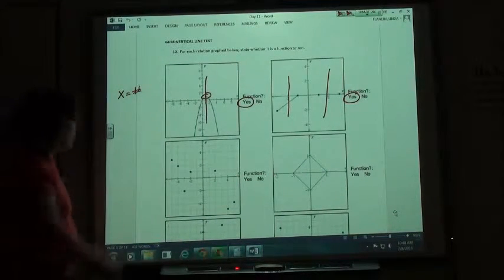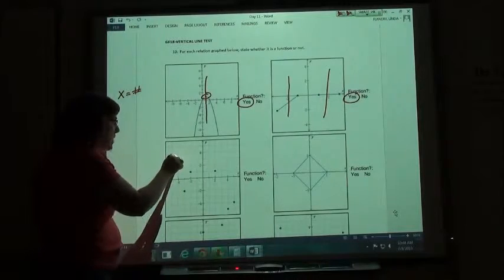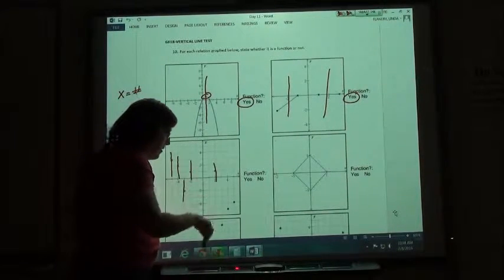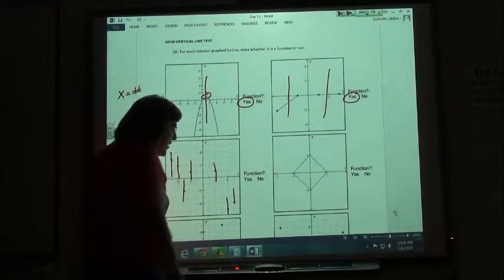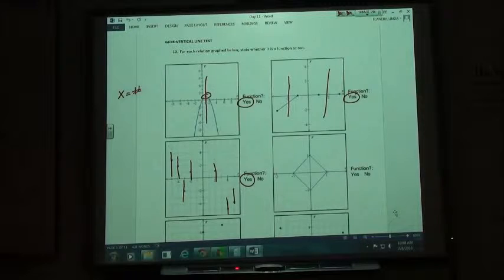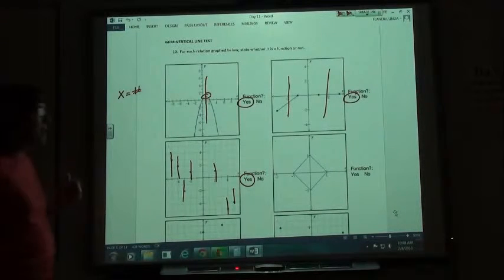If I look at this one, if I draw my line here, it touches once, here it touches once, and so on across the graph. Yes, for every line I can draw, I'm only going to touch at most once. Now look at the next one.